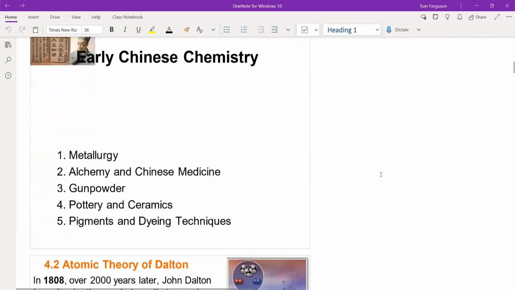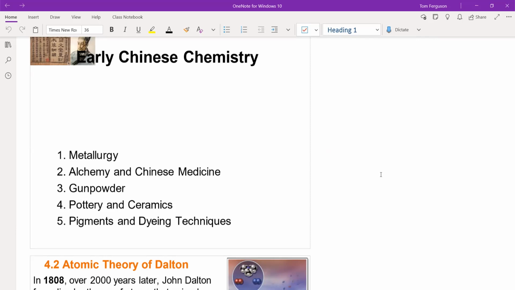Additionally, Asians, Chinese, had all kinds of stuff going on about the same time as in the Middle East. Dyeing techniques, pottery, gunpowder, a lot of medicine. So the main thing on these two slides is that all over the world, things were happening concurrently, just not European-focused, like most textbooks do. They focus on Western Europe.